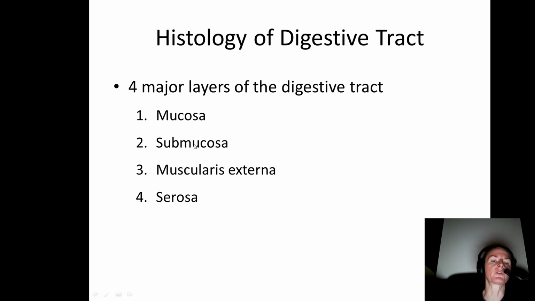The submucosa is the dense irregular connective tissue that underlies the mucosa, the entire mucosa, and we'll take a look at a picture of it in just a minute. And it also provides a route for blood vessels and lymphatics and so forth.